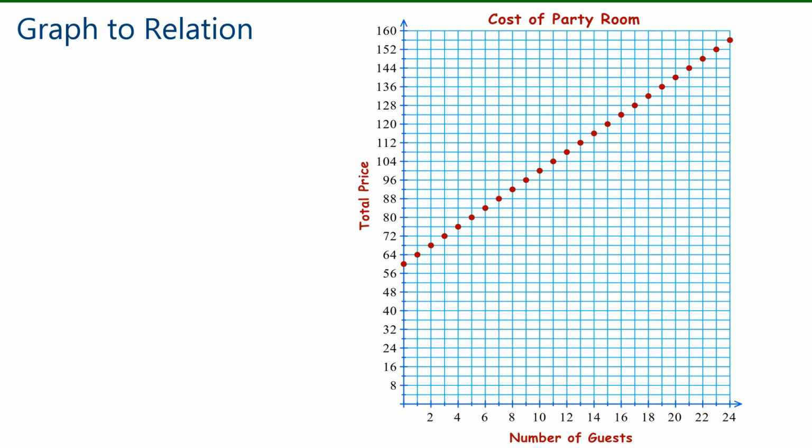Now if I consider the very first 2 points, if I were to go over 1 block to the right, meaning for every guest we have, the total price is also going to go up 1 block, which really corresponds to $4. So we can start off by writing our equation as C equals 4 times G.